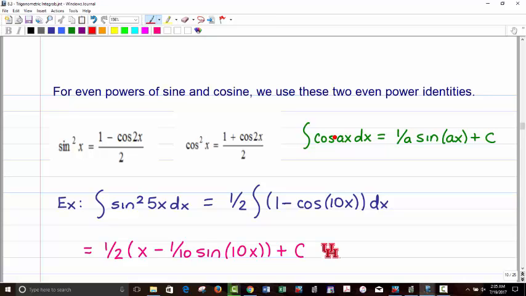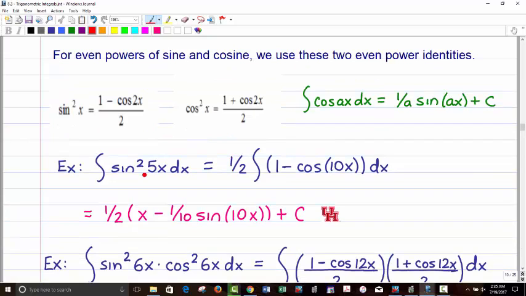Where you can immediately say that the cosine of 2x antiderivative is 1/2 sine of 2x. Let me clarify: it's not always going to be 2x. Very important to realize when you're using this identity, and you'll see this in the first example, this isn't just 2x, it's double whatever your angle is. So let's look at sine squared 5x. You'll double that angle, which makes it 10x. So you'll use this identity right here.